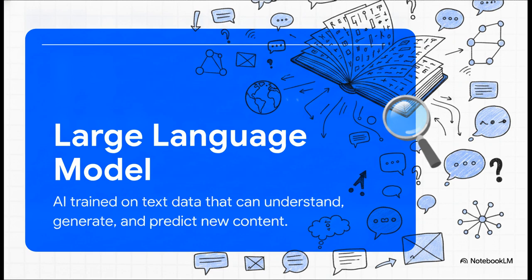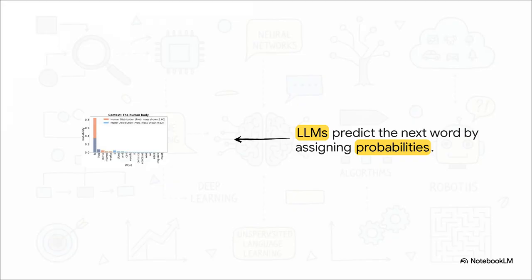It mimics human comprehension not by actually thinking, but by mathematically predicting what words should logically come next in a sentence based on the context you provide. Think about how this prediction process works in action. An LLM assigns mathematical probabilities to human language. If you give it the context, the human body, the model evaluates a whole vocabulary of potential next words. It guesses that the most likely next word is, followed by has, or maybe parts, based strictly on the statistical patterns it observed in its massive training corpus. It's essentially playing the world's most advanced game of fill in the blank.